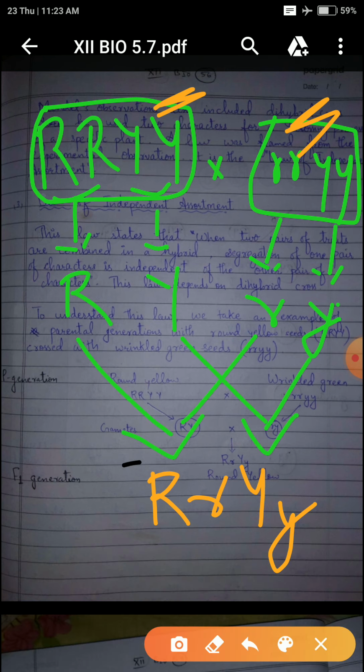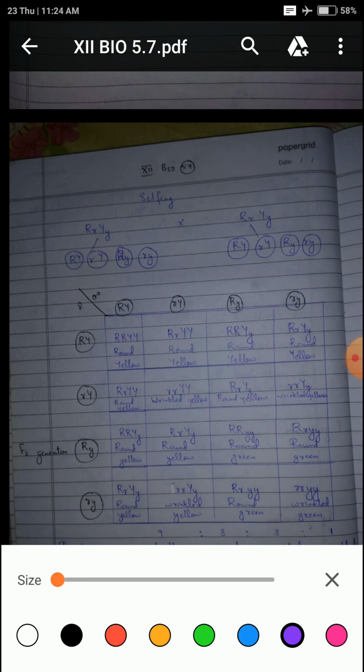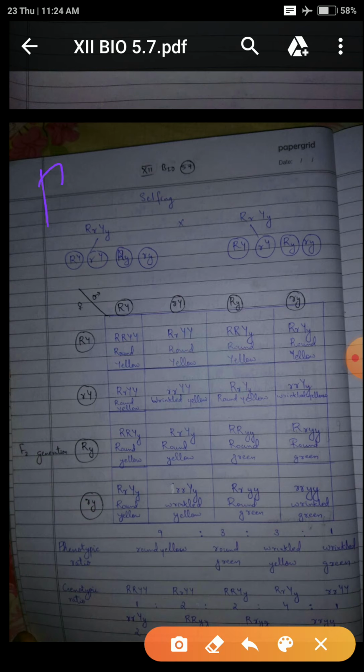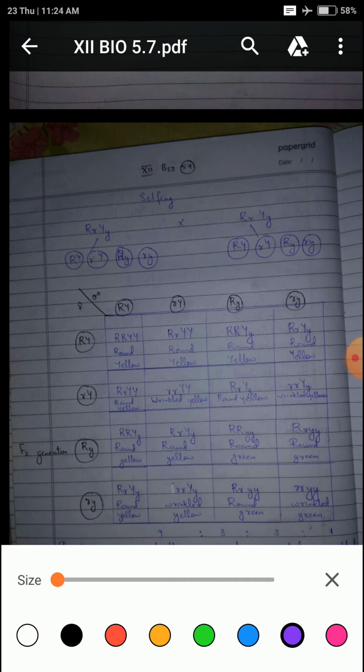Okay, now if we consider the selfing process for the formation of the F2 generation, we will take the selfing of capital R small r capital Y small y. It will be a self cross of capital R small r capital Y small y.